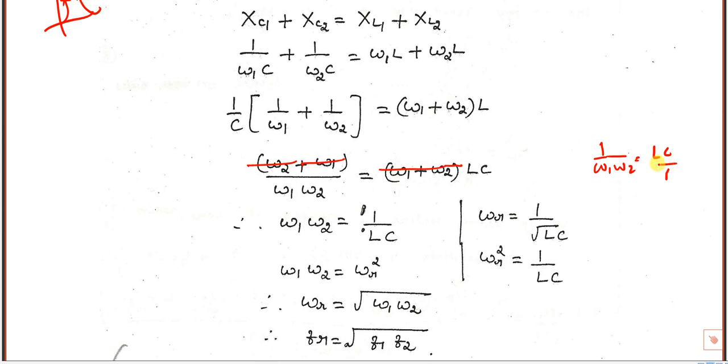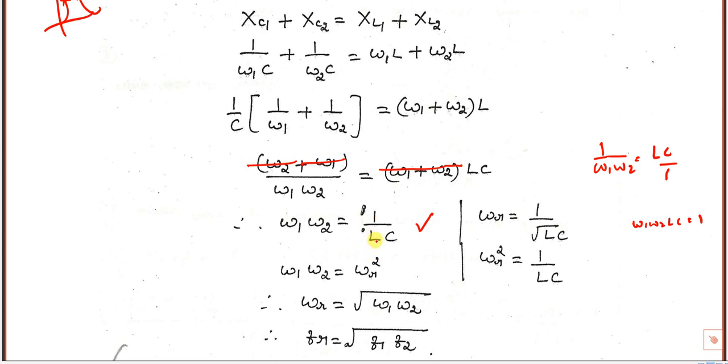Again cross multiply. Okay, this LC, this omega 1 omega 2, take reciprocal of both. Okay, omega 1 omega 2 is nothing but 1 by LC. So this you can write as omega 1 omega 2 LC is equal to 1. If you cross multiply, then omega 1 omega 2 is equal to 1 over root LC. Okay, this term you are going to get.